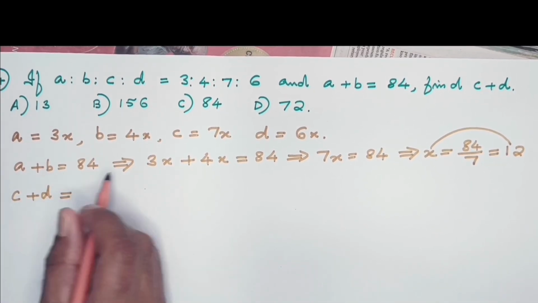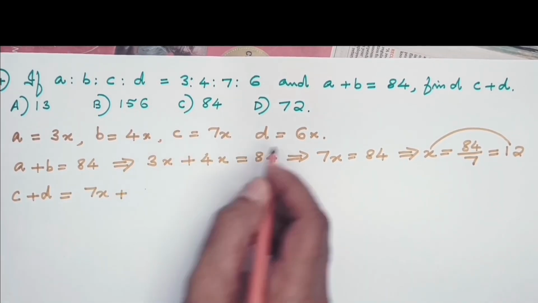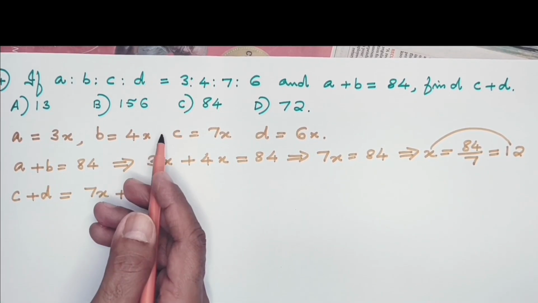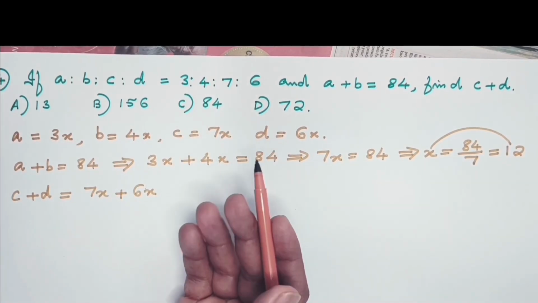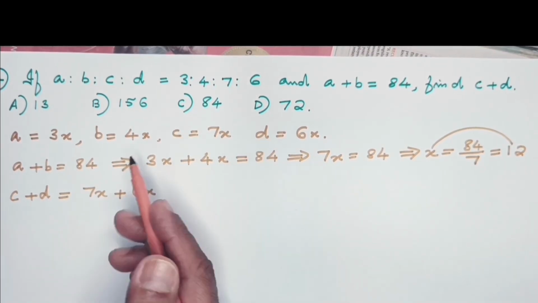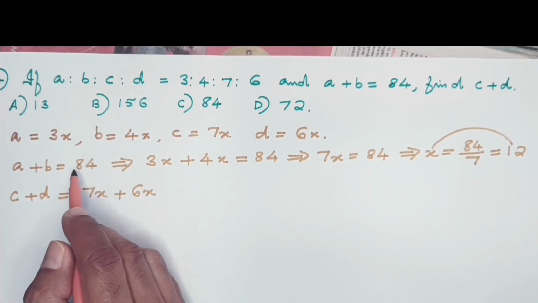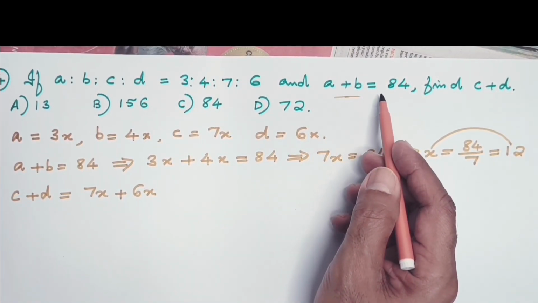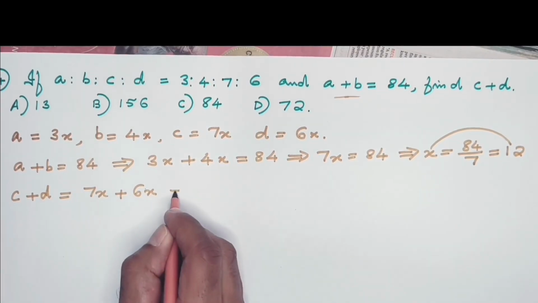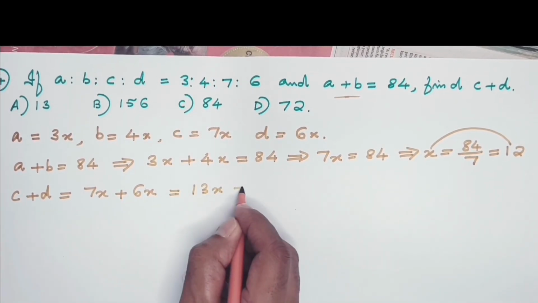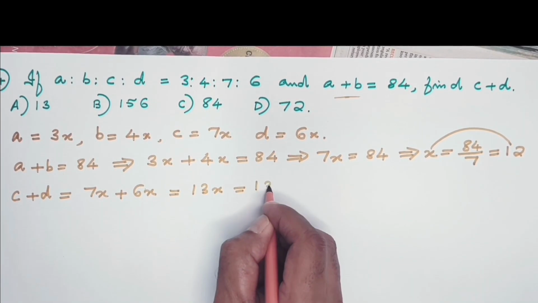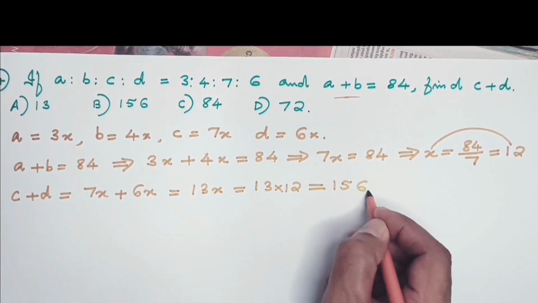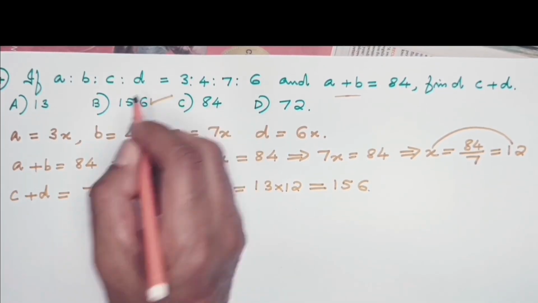C plus D. C is 7x. D is 6x. When you write a ratio in terms of a multiple like x, x is what? We don't know. Generally, in problems of this kind, there will be some additional information to help us find out x. That additional information is this one, A plus B equal to 84. Now, this is 13x. And x found to be 12. Just plug in that value here. 13 multiplied by 12, 156, which is the second option.